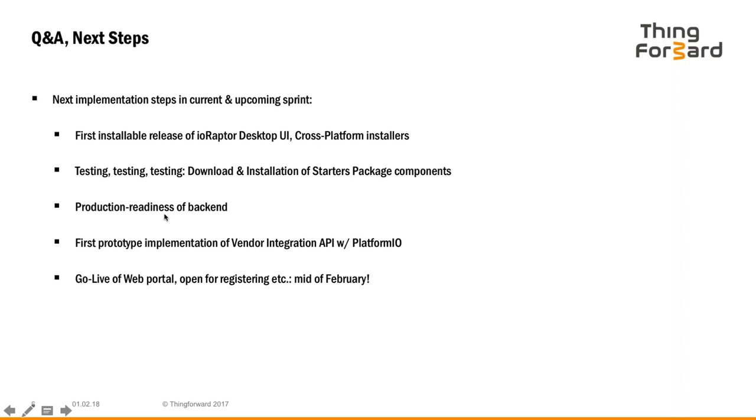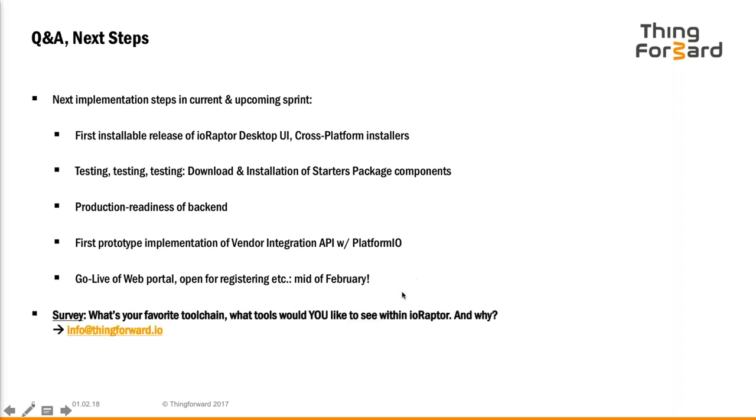In the upcoming sprint, we're going to look at the first prototype implementation of our vendor integration API, and that we're doing with the API of Platform.io. And as already mentioned, mid of February, we want to go live with the web portal and be open for registrations and downloads of ioRaptor. So that's the plan for the upcoming weeks.